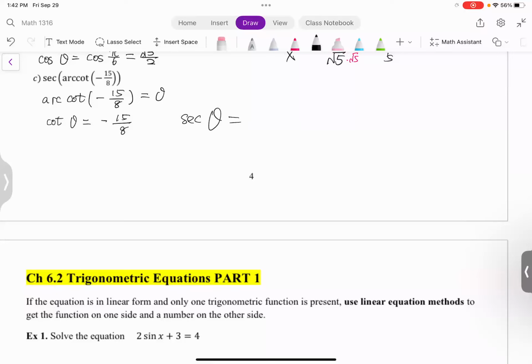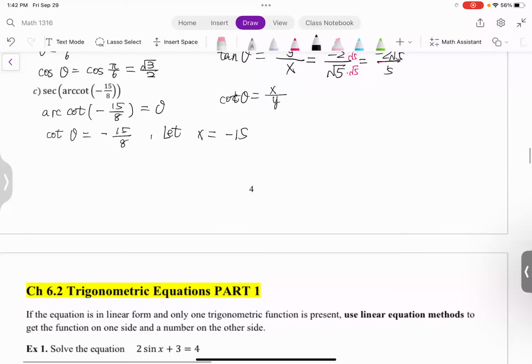Secant theta is 1 over cosine, and that is r over x. So I need to find r and x. Okay, let's do the assumption. Cotangent theta equals x over y. So we can let x equal negative 15. Why am I saying x is negative? Let's prove it. I don't know, I just took a guess.